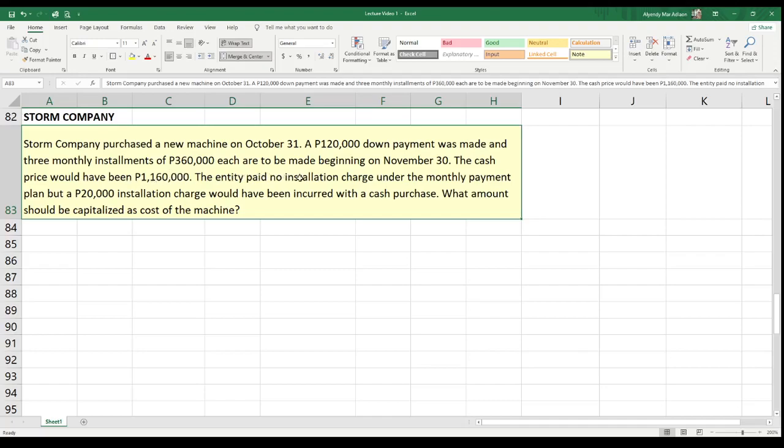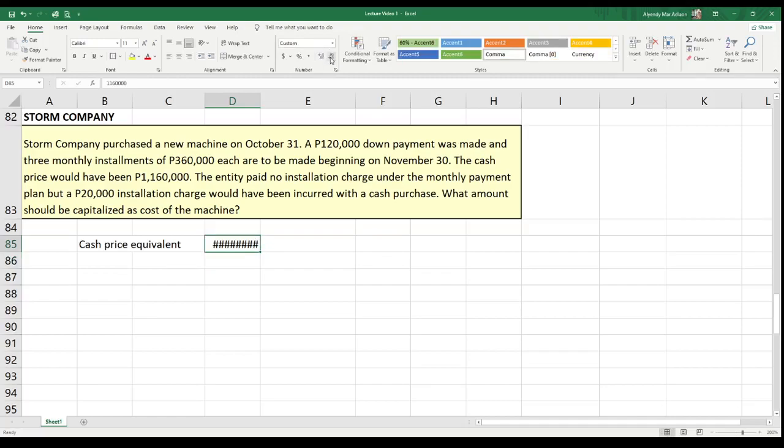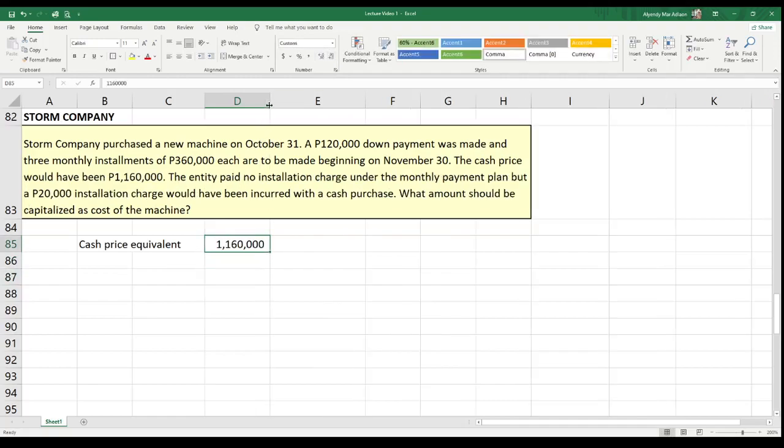The entity paid no installation charge under the monthly payment plan, but a 20,000 installation charge would have been incurred with a cash purchase. Now, what amount should be capitalized as cost of the machine? Of course, that is the cash price equivalent. So, the cash price equivalent is 1,160,000 regardless kung pilang iyahang actual na gibayad. Okay, now class, take note ha, nga kinahanglan ang atong basihan is the cash price.